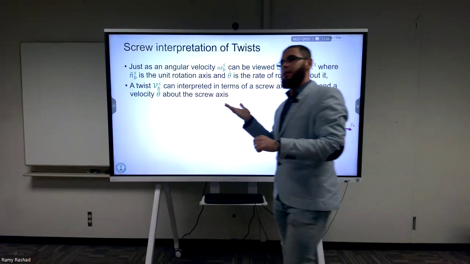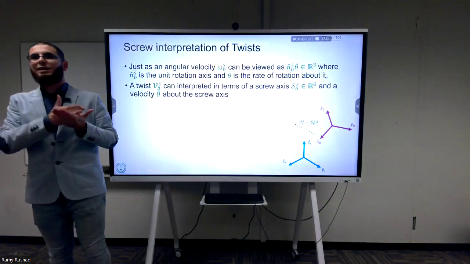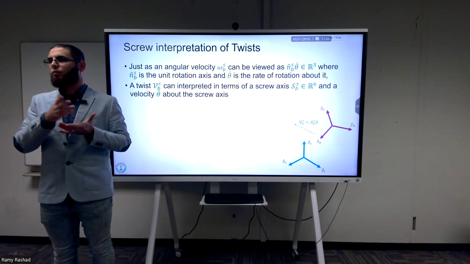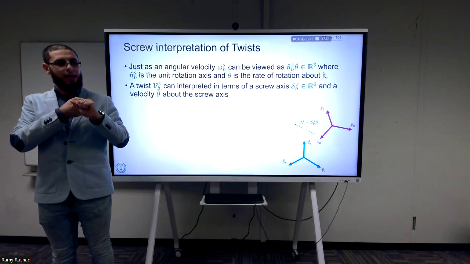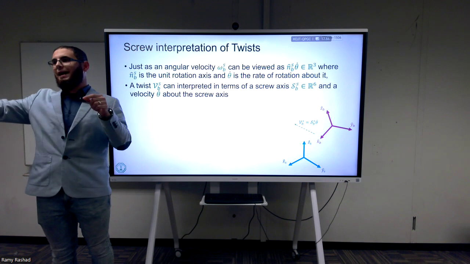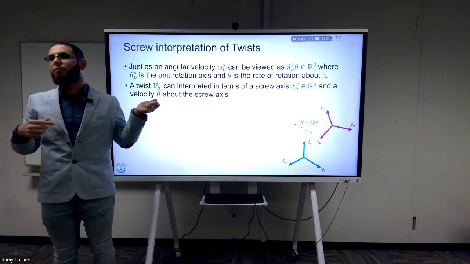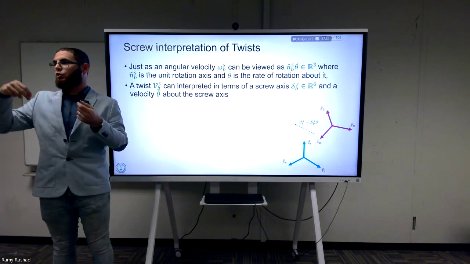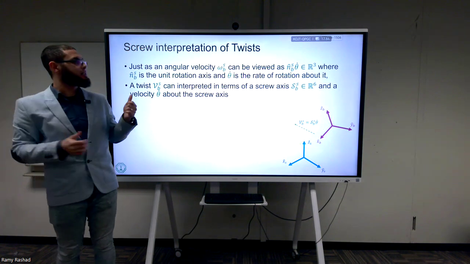Can we do the same going from SO3 to SE3? Because we talked about SO3 elements as being represented by some axis and some angle. Can we do the same for a 6-dimensional vector which corresponds to a twist? The answer is yes.